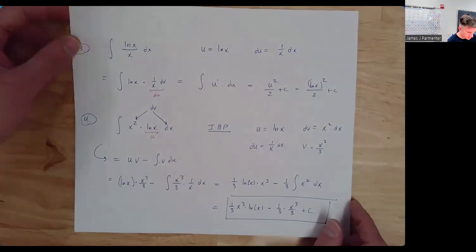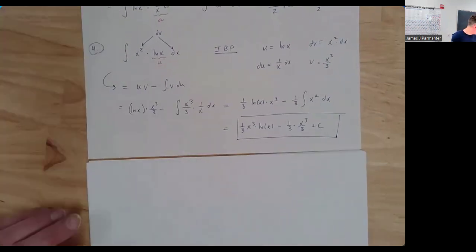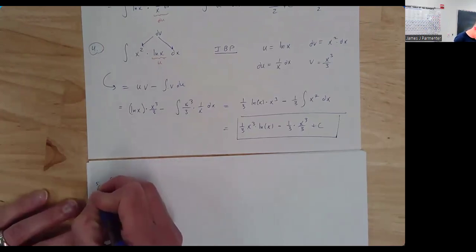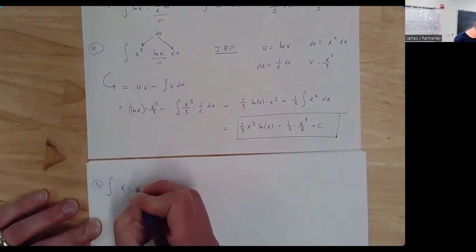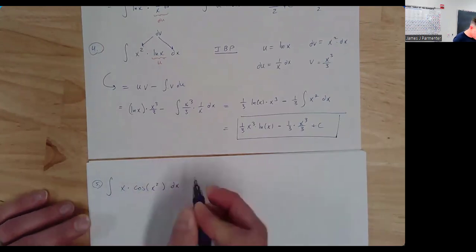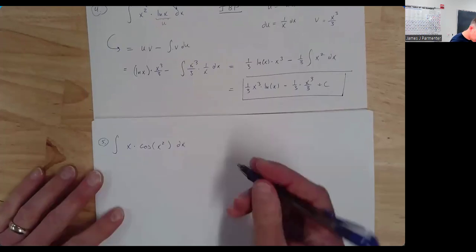Oh yeah, that's a good one. So let's say we have, yeah, let's do the antiderivative of the integral of x times cosine of x squared. So what do y'all think? Is the u sub going to work? Yeah, what's my choice for u here?